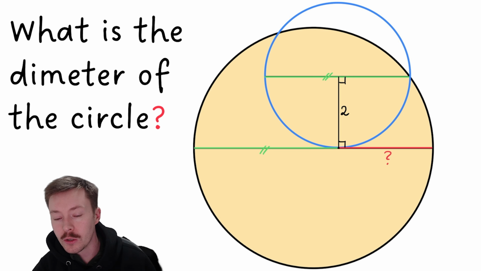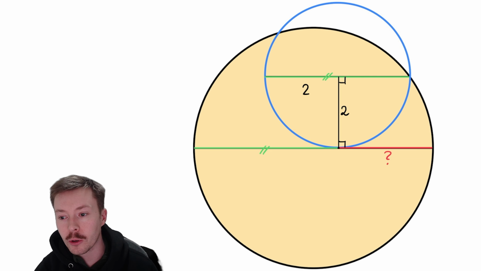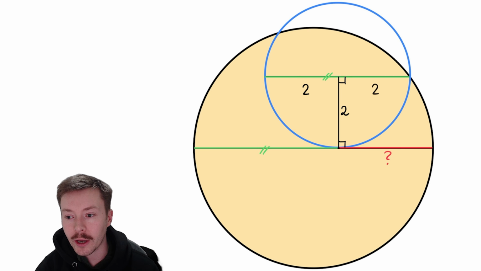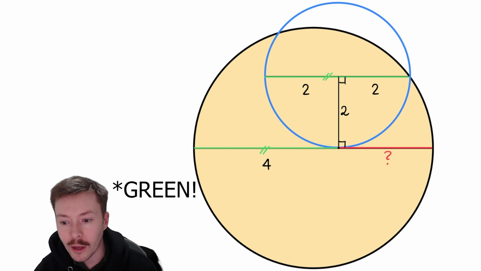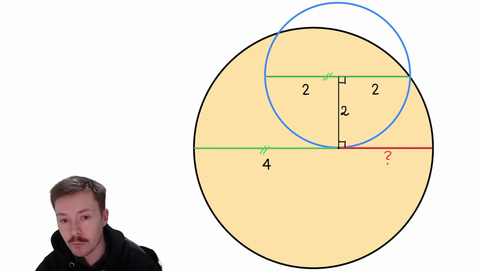Okay, so the first thing that I wanted to do here was to start labeling some of these sides. Now, we know the radius of the blue circle is 2, so the diameter has to be 2 add 2, which is 4. Therefore, the blue length has to be 4. And then we just need to work out this red length, which was always the problem really anyway. I'll call that red length x.